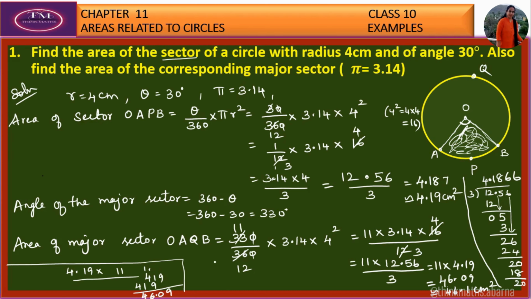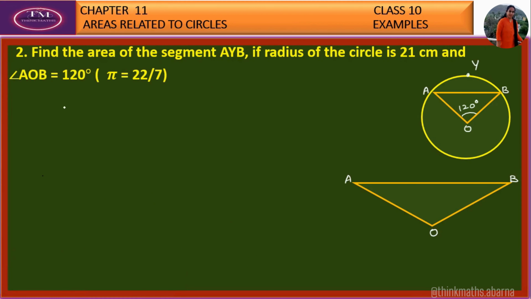Okay children, do you understand? So let me go to the next example. Example 2. Find the area of the segment AYB if the radius of the circle is 21 centimeter and angle AOB is equal to 120 degree. We have to use pi is equal to 22 by 7. So this figure is given. The circle is there. The radius of the circle is 21 centimeter.